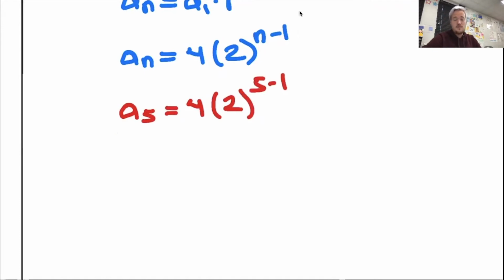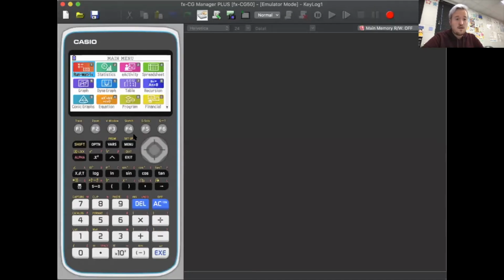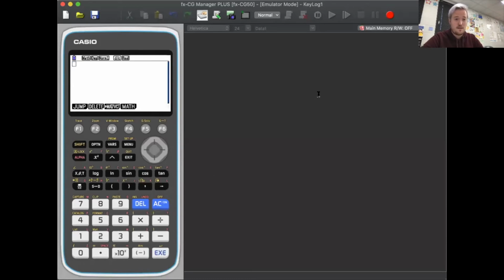So you can easily just plug this into a calculator or do it by hand. You do whichever one you want. I'm going to take the easy way. I'm going to do a calculator because I can, and that's the life I choose to live. So 4, parentheses, 2, parentheses, exponent, which is the caret key, then 5 minus 1. Enter, and that gives you 64. So you're going to have A of 5 equals 64.